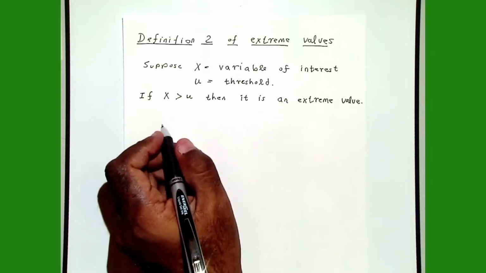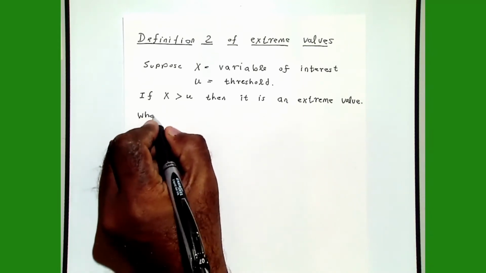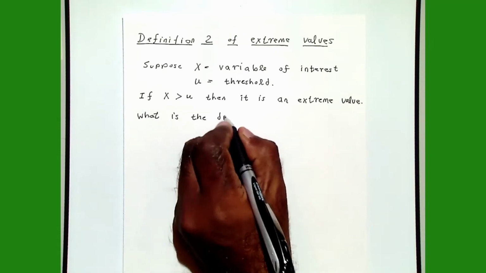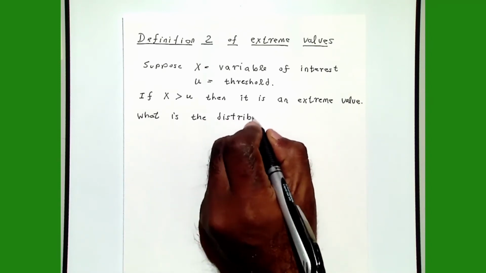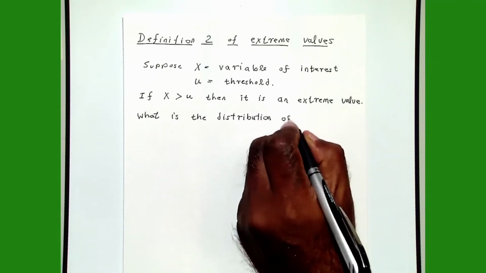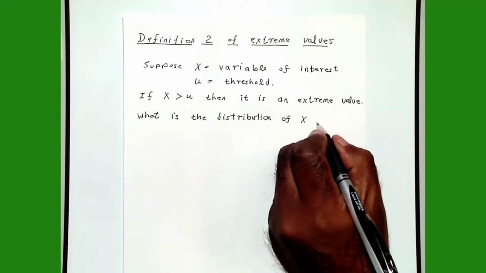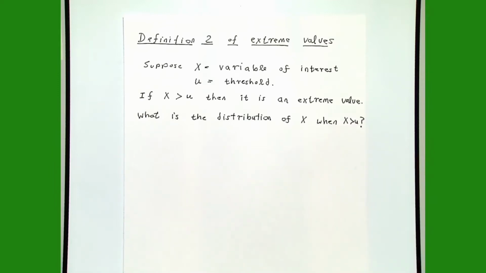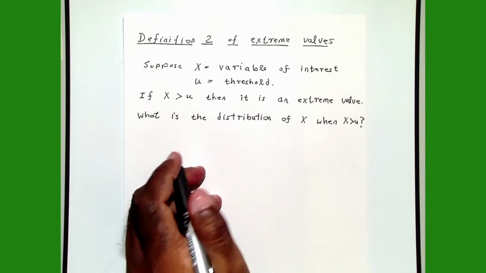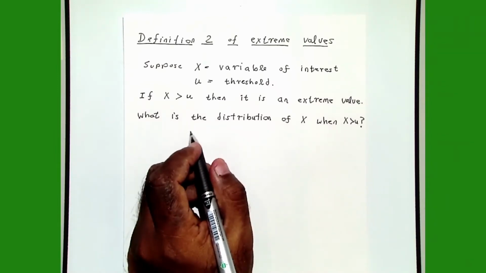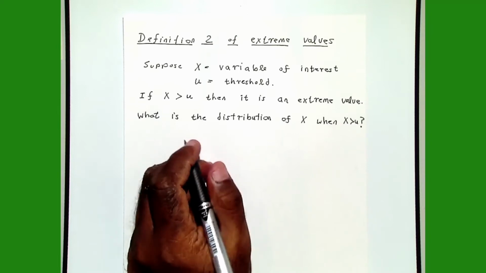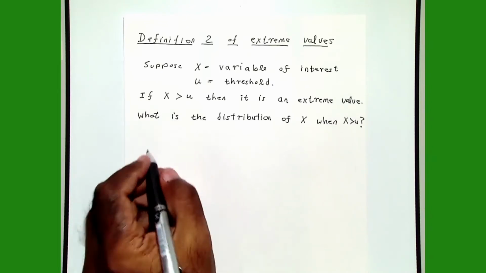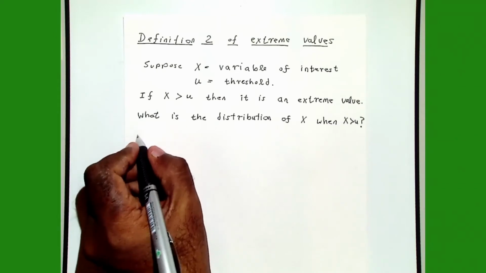Now the question is the following: what is the distribution of X, right? What is the distribution of X when X is greater than U? You may recall that in definition one, we asked a similar question, right? We asked what is the distribution of Mn, and that question gave rise to the GEV distribution. So we are asking a similar question here. Now there is a result.